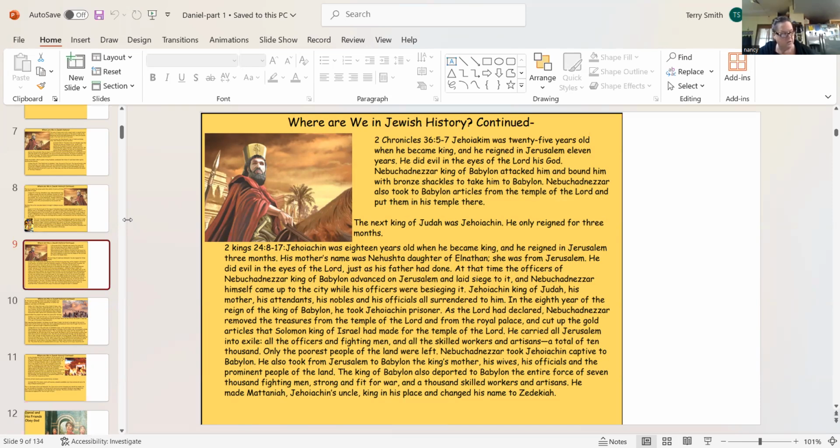He carried all Jerusalem into exile: all the officers, fighting men, all the skilled workers and artisans, a total of 10,000. Only the poorest people of the land were left. Nebuchadnezzar took Jehoiachin captive to Babylon. He also took from Jerusalem to Babylon the king's mother, his wives, his officials, and prominent people of the land. The king of Babylon also deported to Babylon the entire force of 7,000 fighting men, strong and fit for war, and 1,000 skilled workers and artisans. He made Mattaniah, Jehoiachin's uncle, king in his place, and changed his name to Zedekiah.